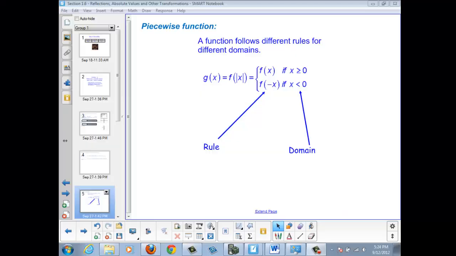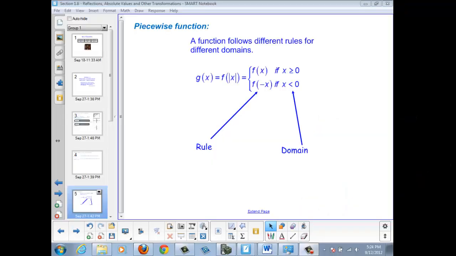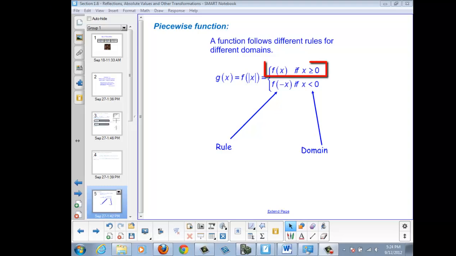Now let's look at what happens when we apply the absolute value operation to a function. The absolute value operation is an interesting one because it's actually two functions in one. If x is positive, or the value inside the absolute value bars is positive, then we treat the information differently than if the value inside the absolute value bars is negative.